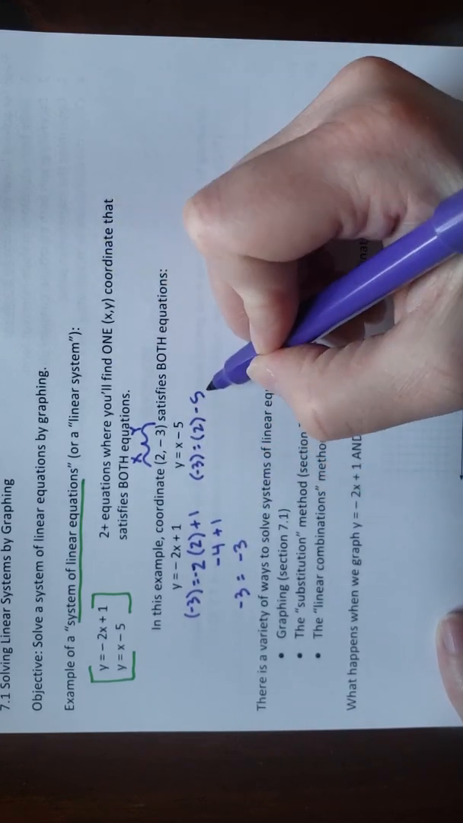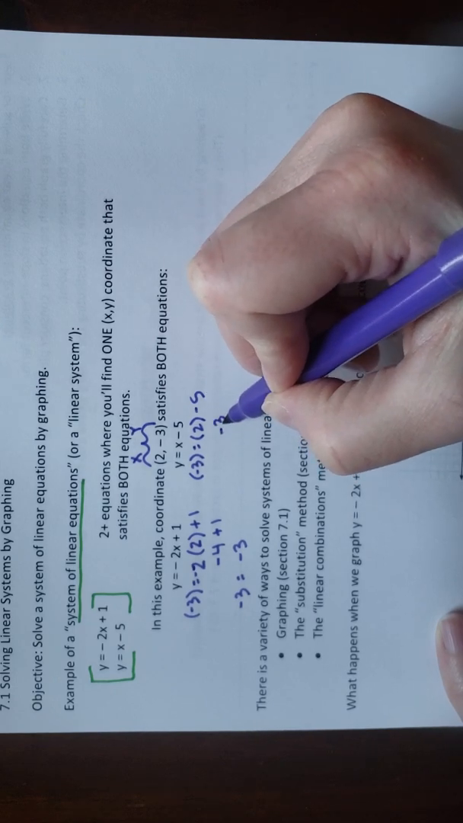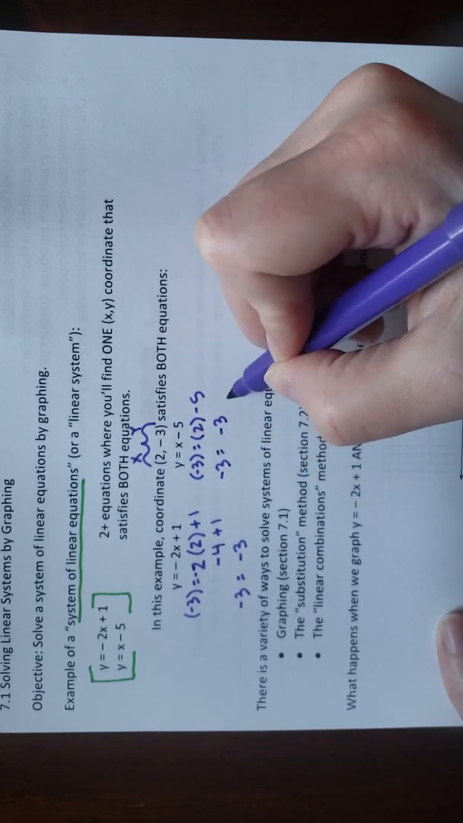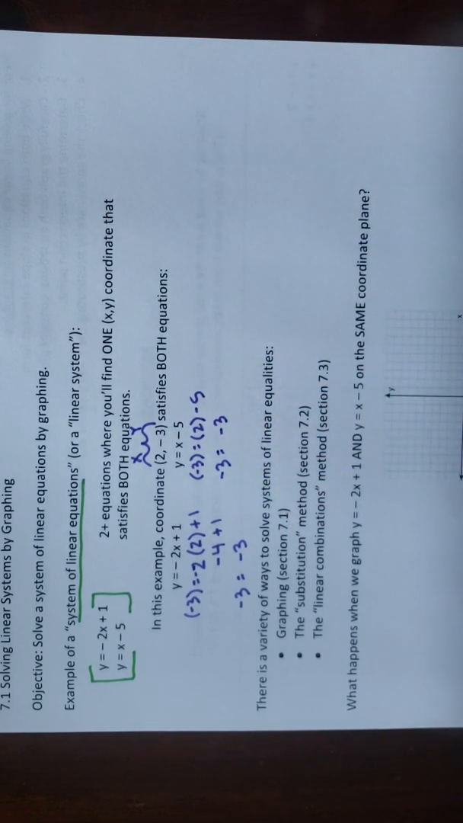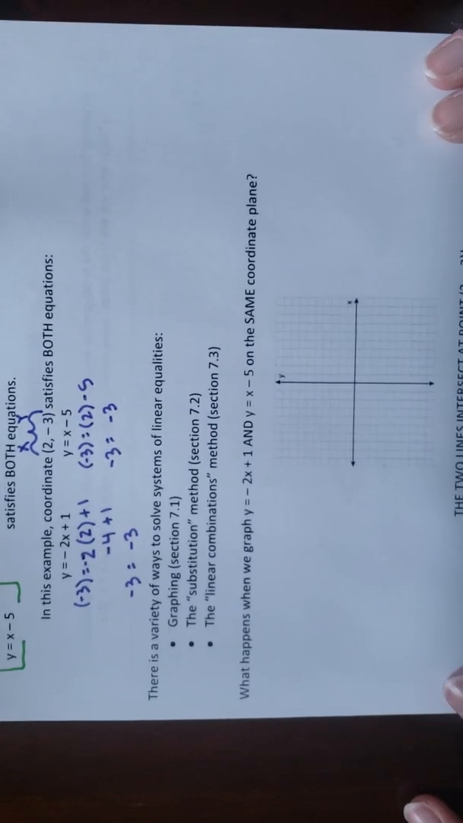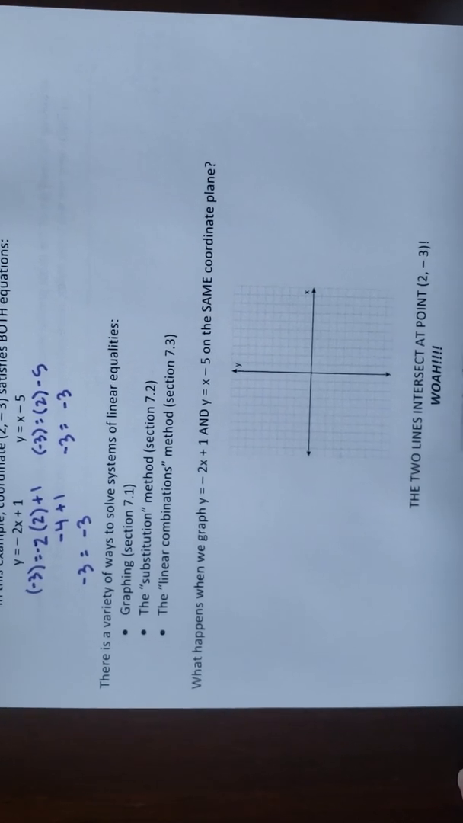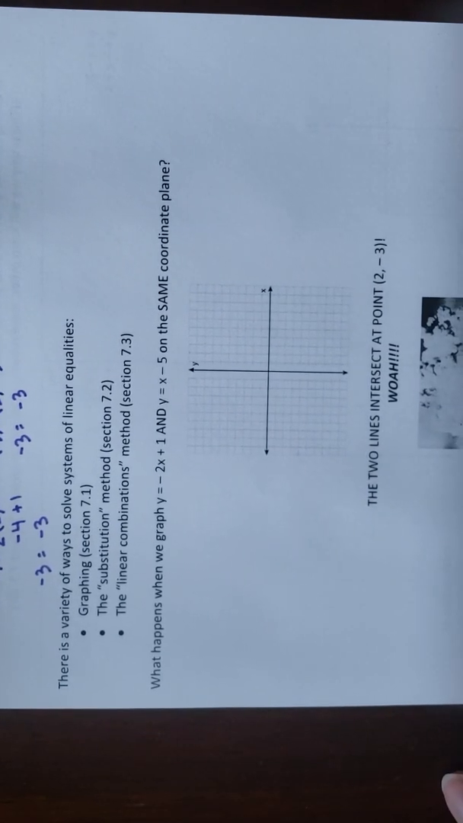Let's try the other one. -2 minus 5 is -3. Yeah, -3 is -3. So that means this point is on both of these lines. Let's see how we're going to solve that by graphing in a bit. But again, this is a preview of all the different methods that we will be using in this chapter, just so you know ahead of time that there are multiple methods.